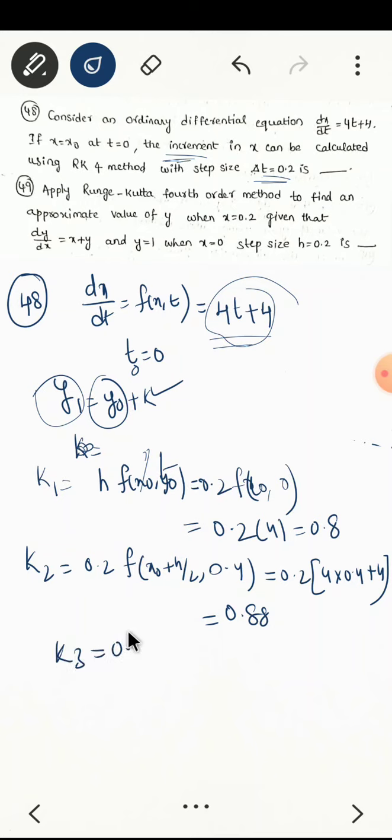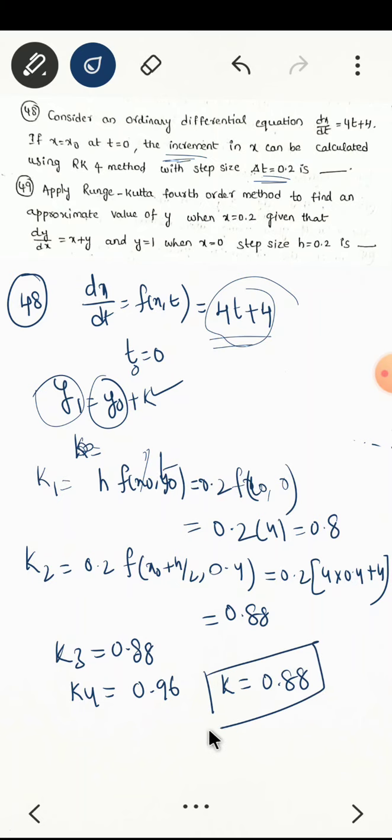Hope you are understanding. So I am getting k3 as 0.88. Then k4 I am getting as 0.96. Upon solving k1 plus 2k2 plus 2k3 plus k4 by 6, I am getting the complete value of k as 0.88. Okay, so the value I have to substitute in the blank is 0.88.